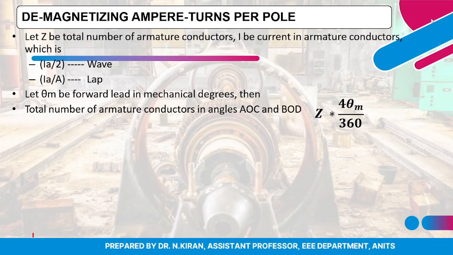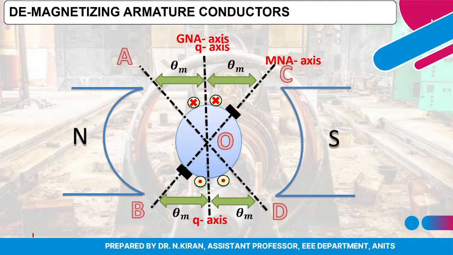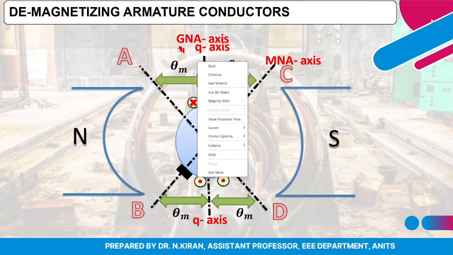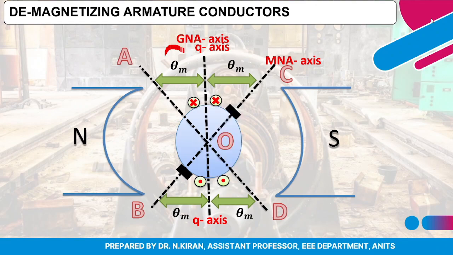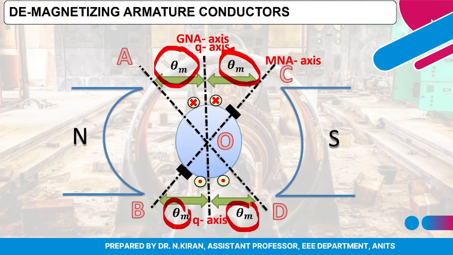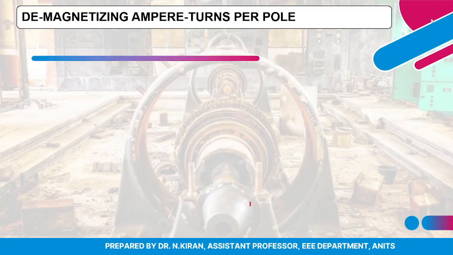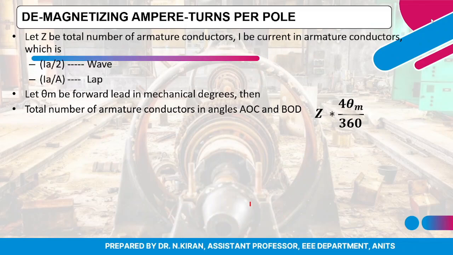If I go to my previous slide, you can see we have 4 angles, isn't it? This is theta m, so here we have 4 theta m out of 360. So the demagnetizing number of conductors will be nothing but Z into 4 theta m by 360.